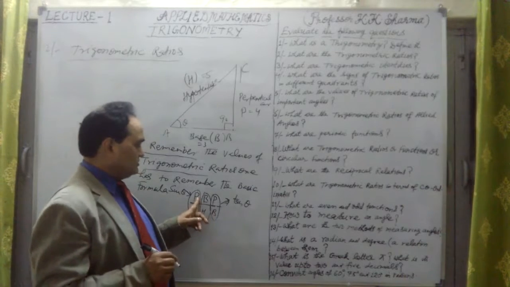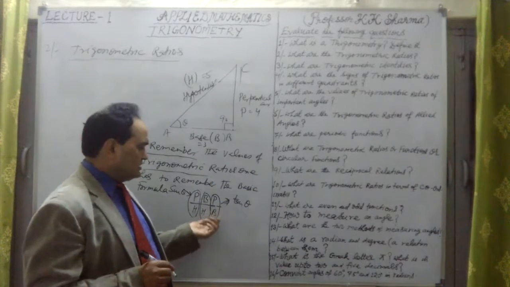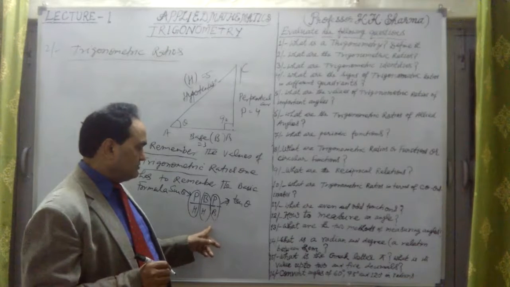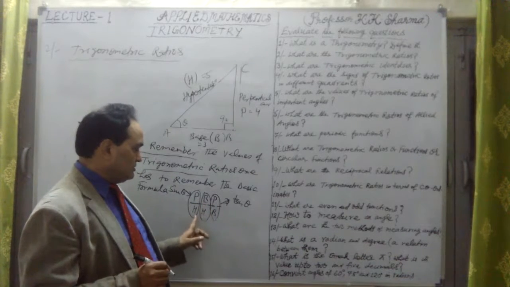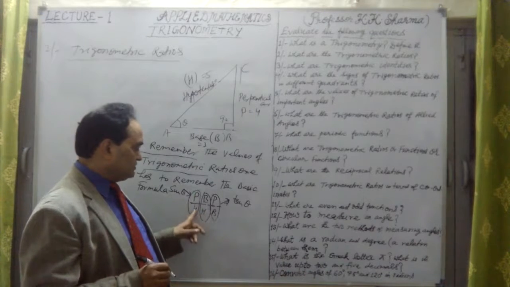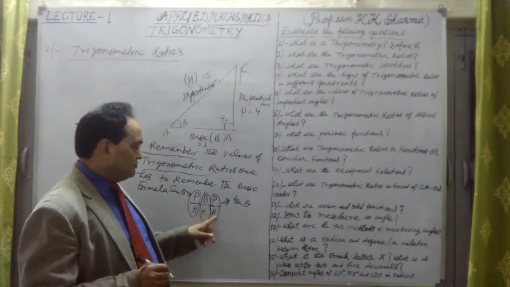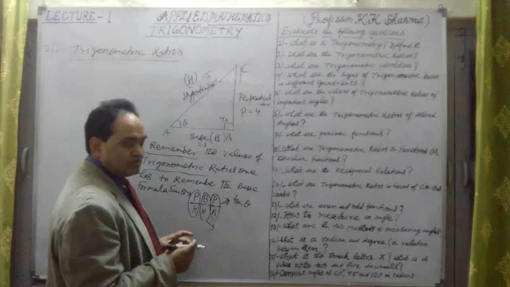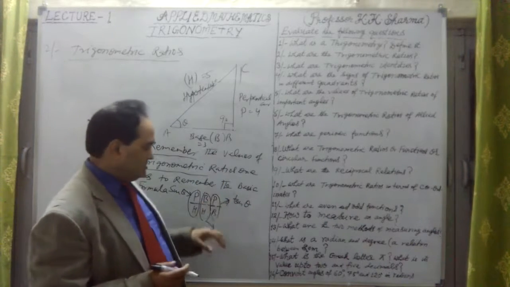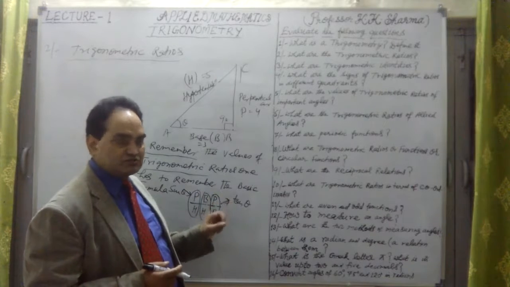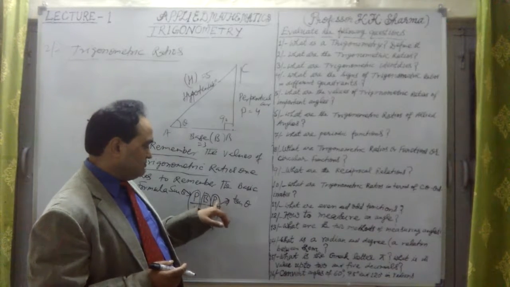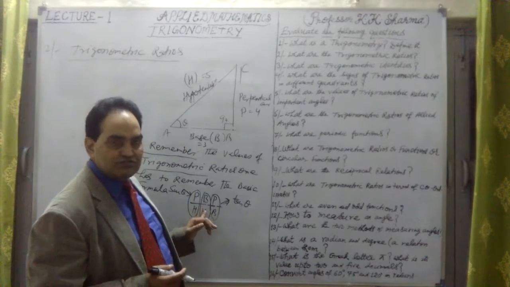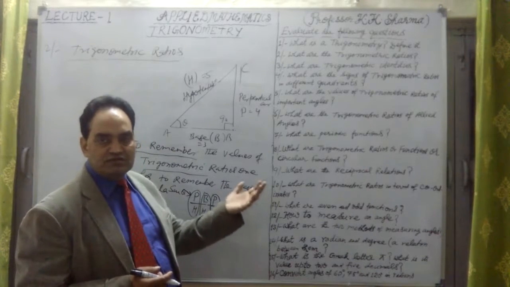In English we can remember any word, but in Hindi we remember in patriotic terms. That means P upon H is sin theta, B upon H is cos theta, P upon B is tan theta, which I have already explained. So to find the trigonometric ratios in terms of sides, we have to remember this relationship: P upon H, B upon H, P upon B. P upon B last is tan theta. This is cos theta, and sin theta is the first one. Then the reciprocals of them are cosec theta, sec theta, and cot theta.